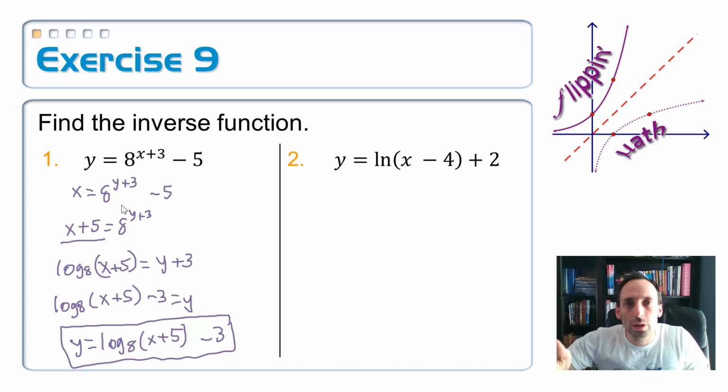Just take a look at the variables. Take a look at the constant numbers, where the 8, the 3, and the 5 are. Look at their signs. There's some kind of pattern there.